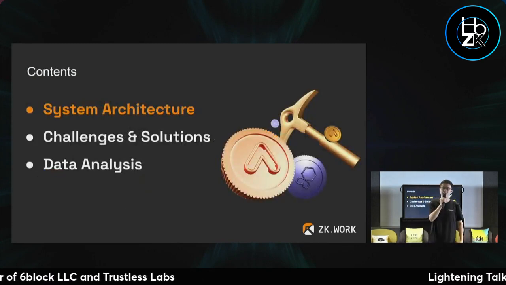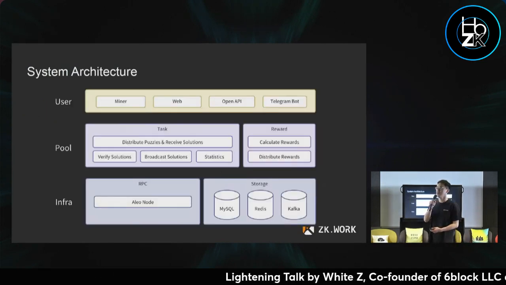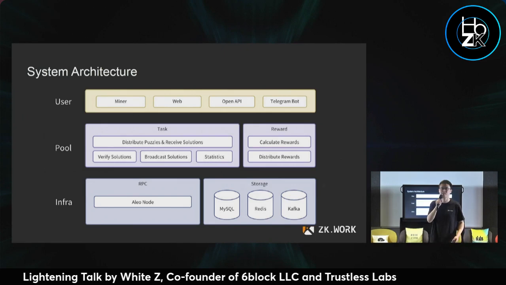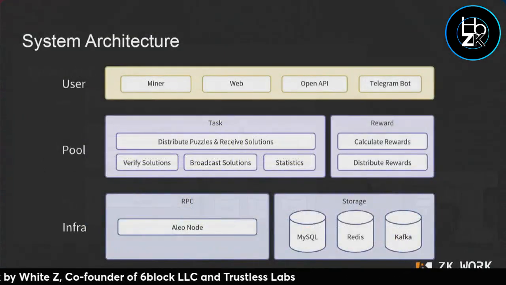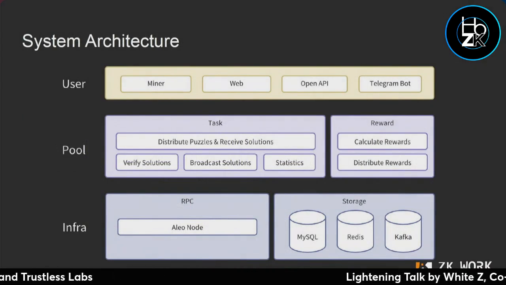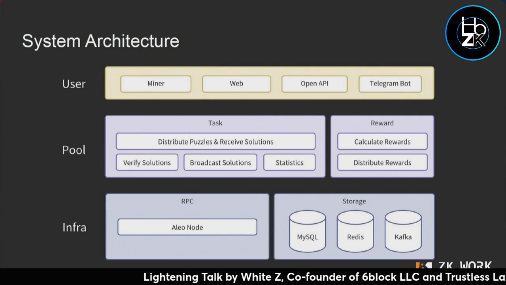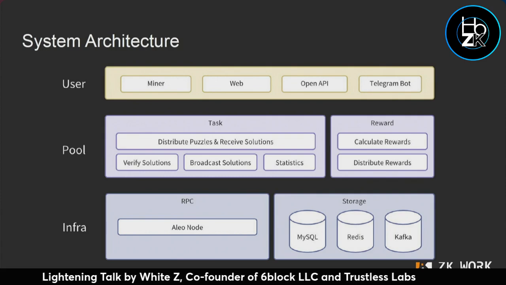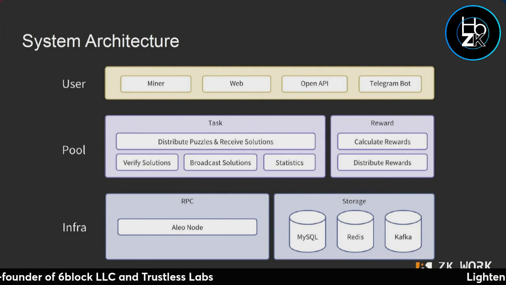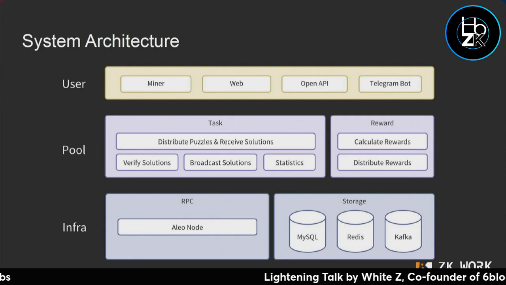Okay, the first part of this presentation will be the system architecture. Let me show you the whole system architecture of the zkWork mining pool. We can divide the whole mining pool into three layers. The bottom layer, we call it the infrastructure layer. It has two parts. The first part is the RPC, and the next part is the storage. In the RPC part, we simply launch an Aleo node to provide the RPC services, such as the APIs for the services on top of it.